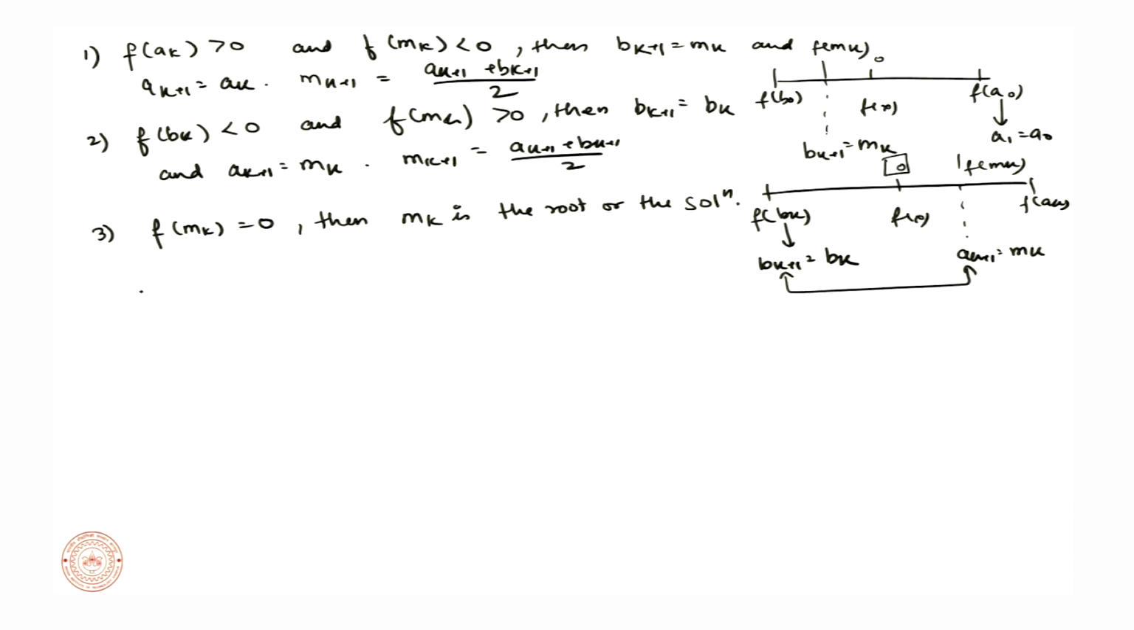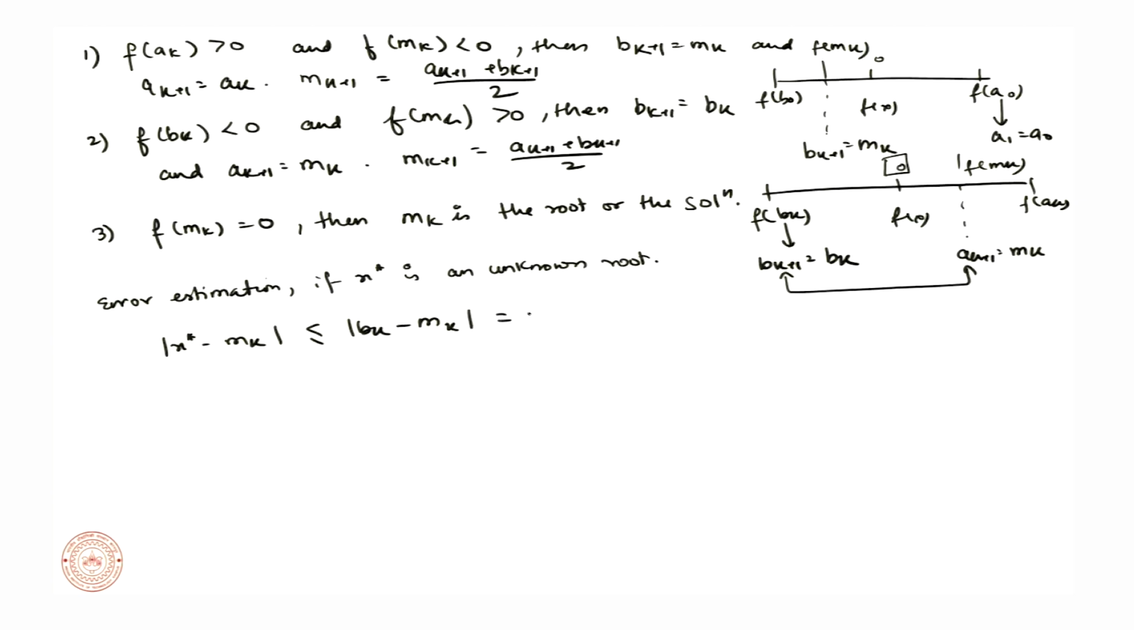Okay. Now, for this method we can check for error. So, error estimation for this method: if x star is the unknown root, then mod x star minus m of k should be less than mod b k minus a k, which is equal to 2 to the power of minus k times mod b naught minus a naught.